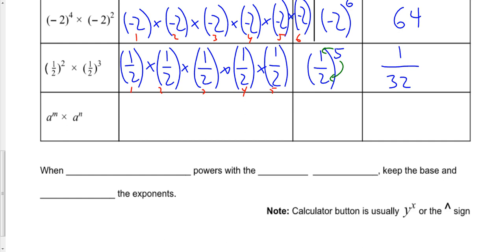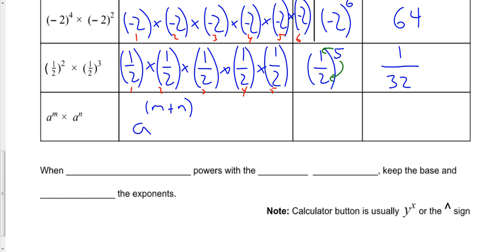As a general rule of thumb, let's say we have the same base. In this case, the base is a. One is to the exponent m, and the other is to the exponent n, and they're being multiplied. What this actually means is you have a to the exponent m plus n.